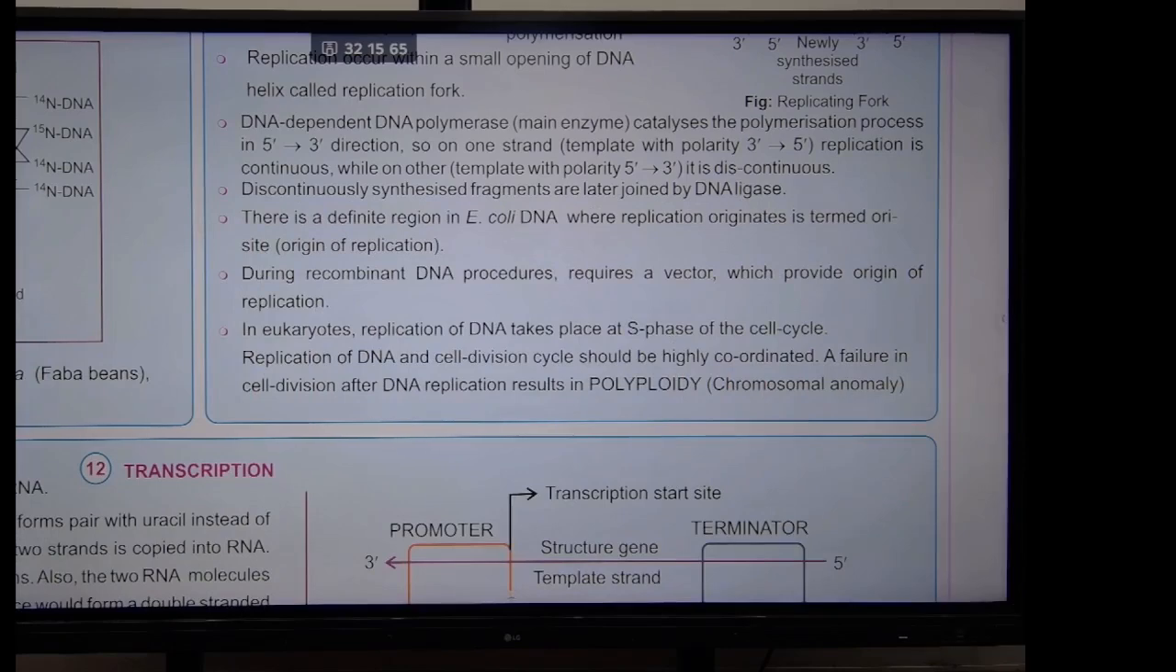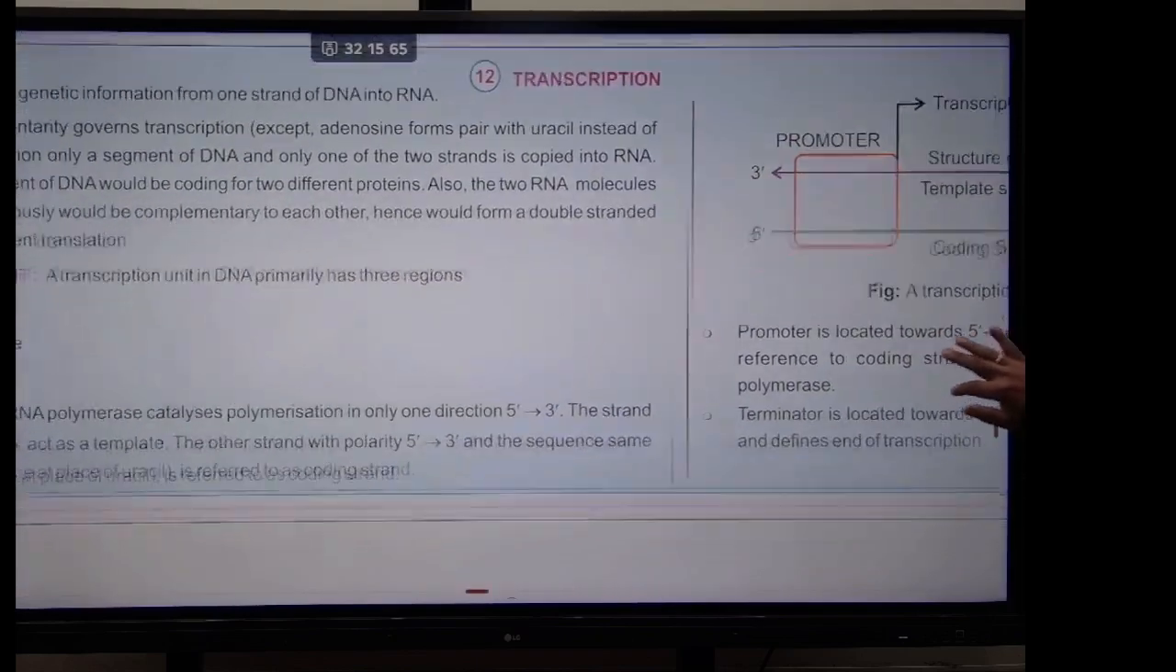I think you know the cell cycle, cell division, right? How many phases are there in the cell cycle? S phase, M phase, and G. Right? S phase means the synthetic phase, where the required things are made during the S phase. Okay, fine. Now, that is the first step in the central dogma.